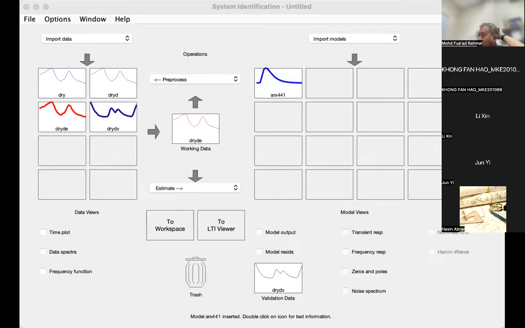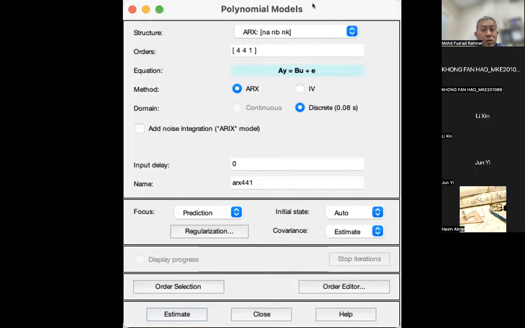So 441 means the first 4 is minus 1, 3 zeros. The middle 4 is 4 poles, and 1 is the time delay. The way I choose it: when you click at the estimate data, you choose polynomial models. The structure is ARX, and the orders is 441. Model ARX, IV is instrumental variables, another model structure not covered in our syllabus. Then domain is discrete because we are not doing continuous anymore.